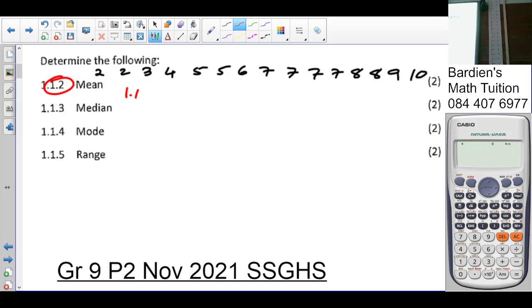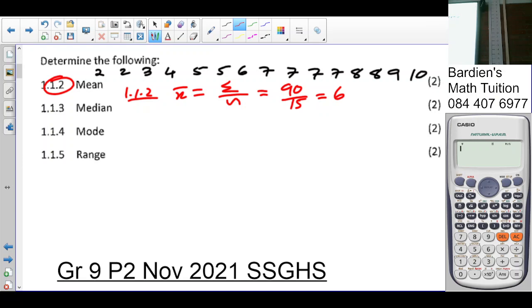Okay, so in 1.1.2, your mean is going to be the sum of the numbers over the number of numbers, not so? So we say 2 plus 2 is 4, 8, 11, 21, 27, 34. How much does this get up to? 90. Okay, over 15, which is? 6. Okay. You all agree with that?